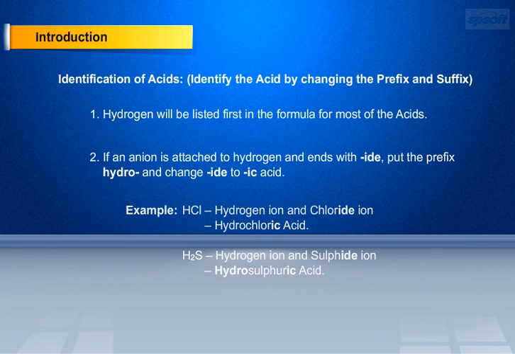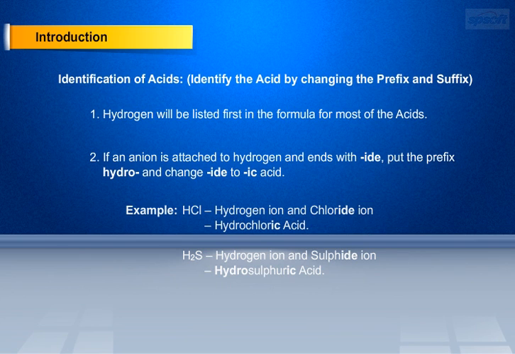In this acid we observe that chloride anion is attached to hydrogen, and this anion ends with ide. On adding hydro to the anion, and by changing IDE in the anion to IC, we can identify or name it as hydrochloric acid. Example 2, H2S acid consists of hydrogen ion and sulfide ion.